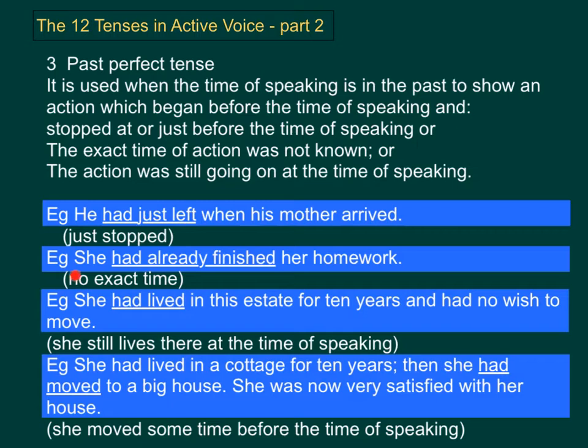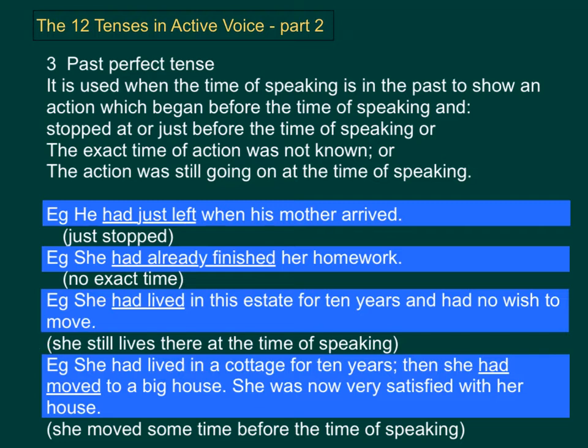Example 2. She had already finished her homework. In this sentence, there is no exact time of the action happening that is given, but we know from the sentence that she had just finished her homework before the time of speaking. She had just finished her homework. Example 3. She had lived in this estate for 10 years and had no wish to move.